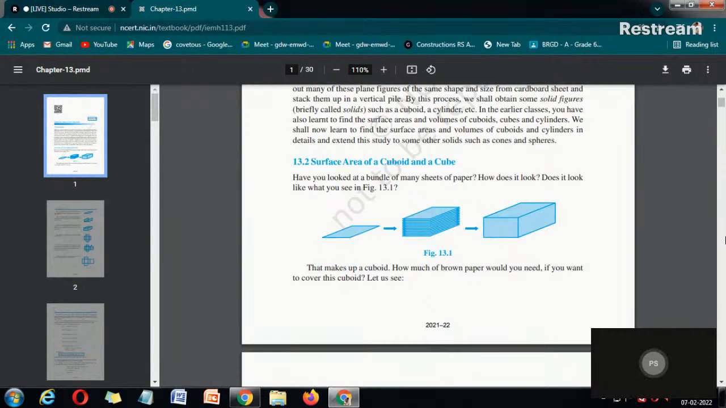So, when we put all the A4 sheets on one another, we find something shaped like this. This is actually a cuboid, because of the rectangle. So that makes up a cuboid. How much brown paper would you need if you want to cover this cuboid?